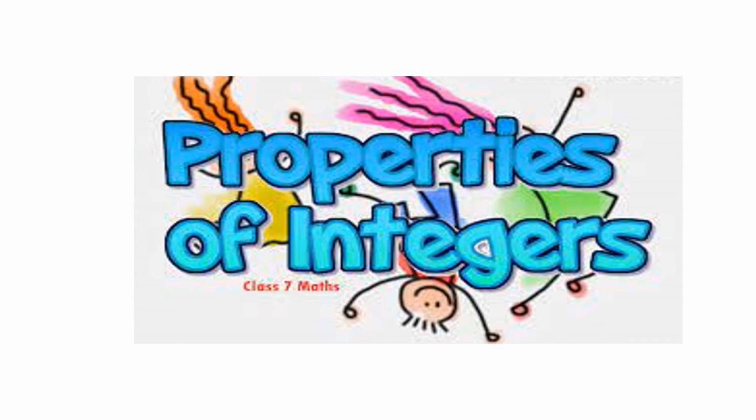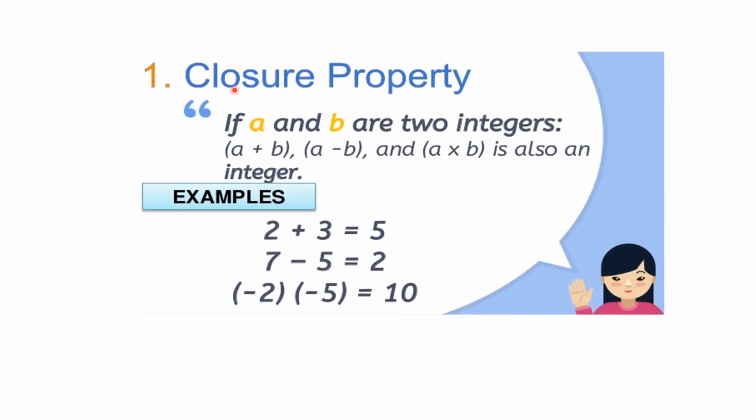Now let us see some properties of integers. First one is closure property. You already learned the closure property in whole numbers, natural numbers, etc. So we can also do the same closure property in integers. So if a and b are two integers, then a plus b, a minus b and a into b is also an integer. So you can see here a plus b, 2 plus 3 is 5.